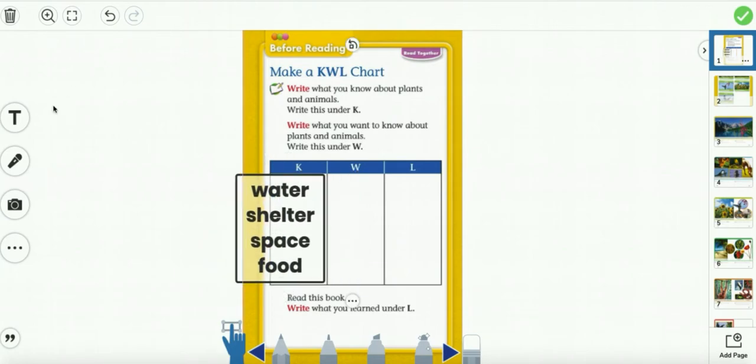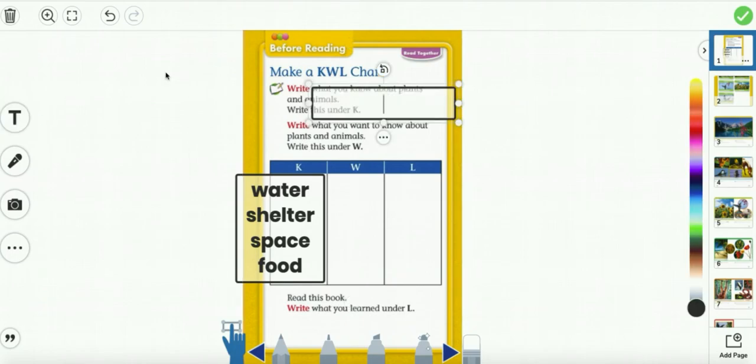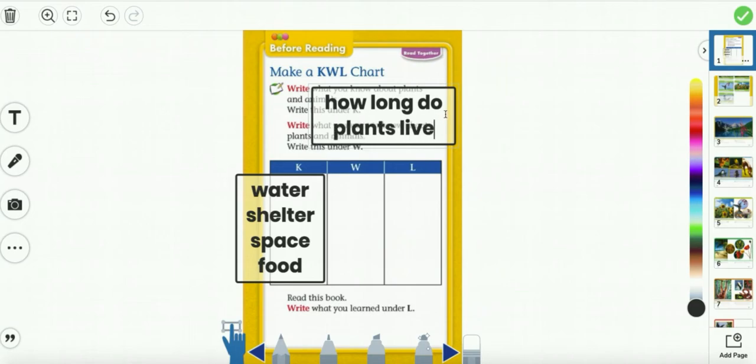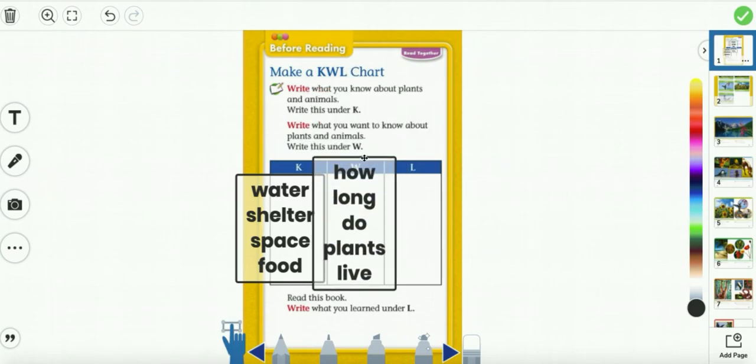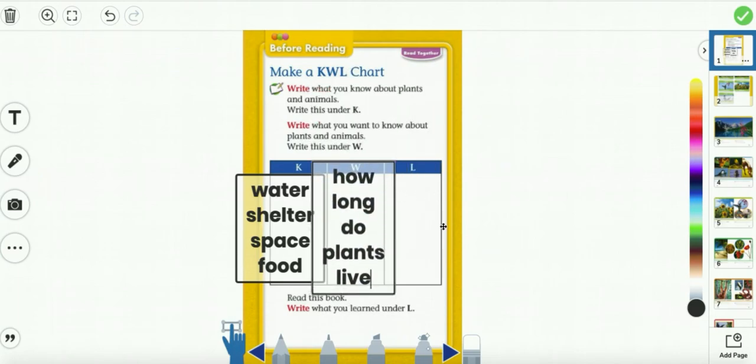So what are some things that you want to know about plants and animals? You're going to go ahead and put that in the spot. Something that I want to know is how long they live. How long do plants live? So I'm going to go ahead and put this in the W. And the L, we're not going to do it yet. We're going to do this after we read the book. So let's go ahead and let's go to the story.